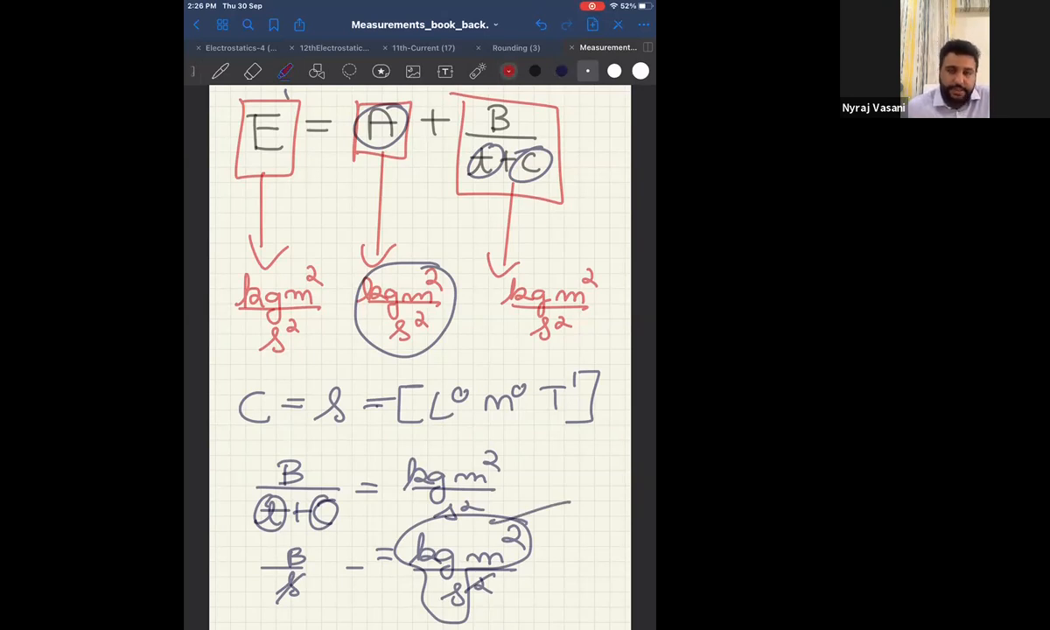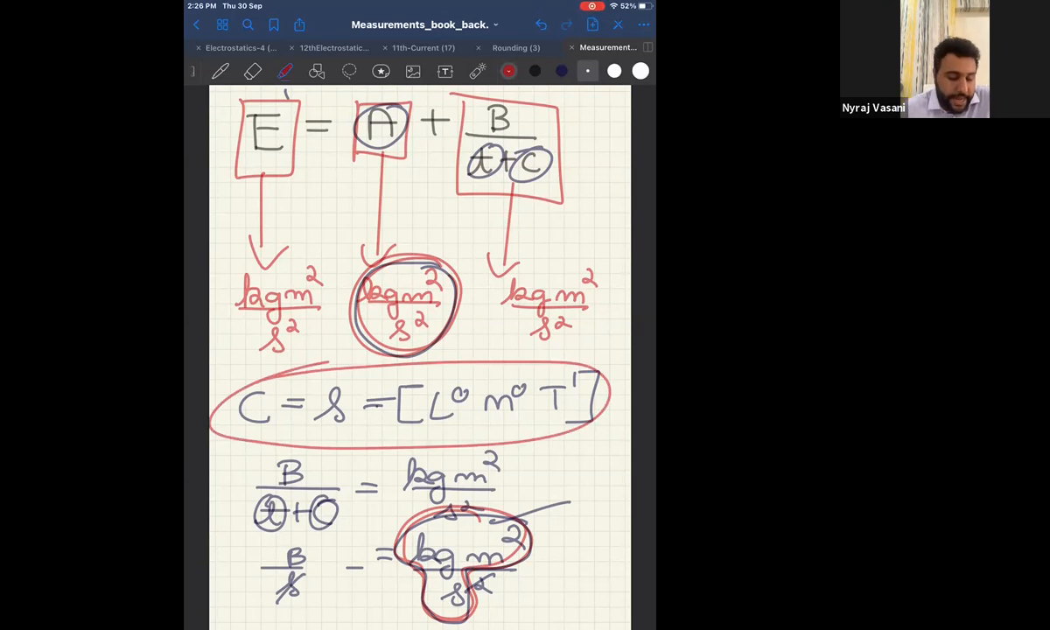Therefore, I got the final answer. Final answer of A is kg meter square per second square. Final answer for B is kg meter square per second. And final answer for C is only second. This is how you get the dimension of A, B, and C. Please understand how I got the dimension of C. I got the dimension of C because the dimension of T and C have to be the same. That is why I concluded that the dimension of C is the same as that of time. Clear, all of you?